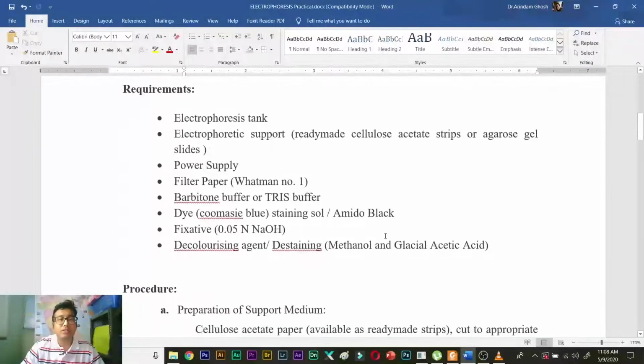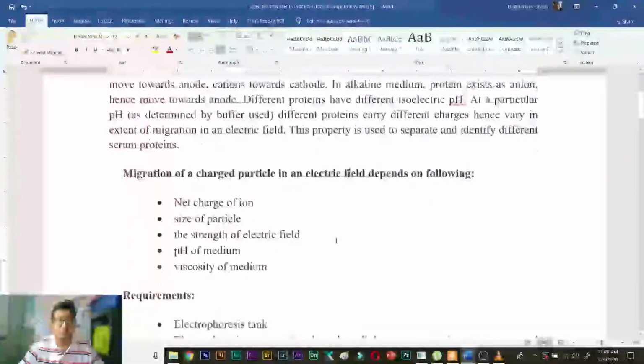Often one MCQ question comes: which of these is not a part of the electrophoresis apparatus? So keep in mind, these are the essentials, anything else will not be part of electrophoresis: the electrophoresis tank, the electrophoretic support (now you know how these things are used, that is the gel), power supply, filter paper, buffer, staining solution, destaining solution, and a fixator.